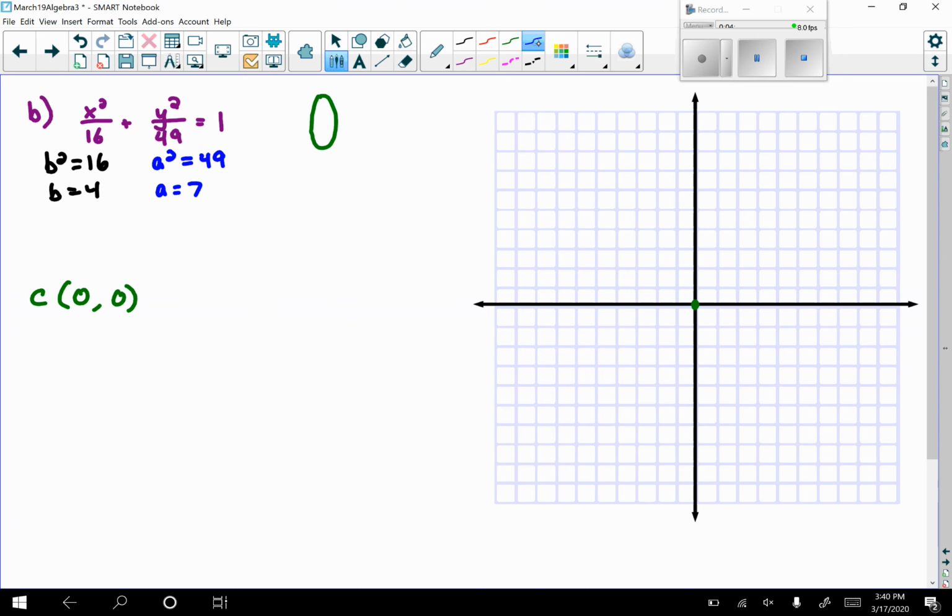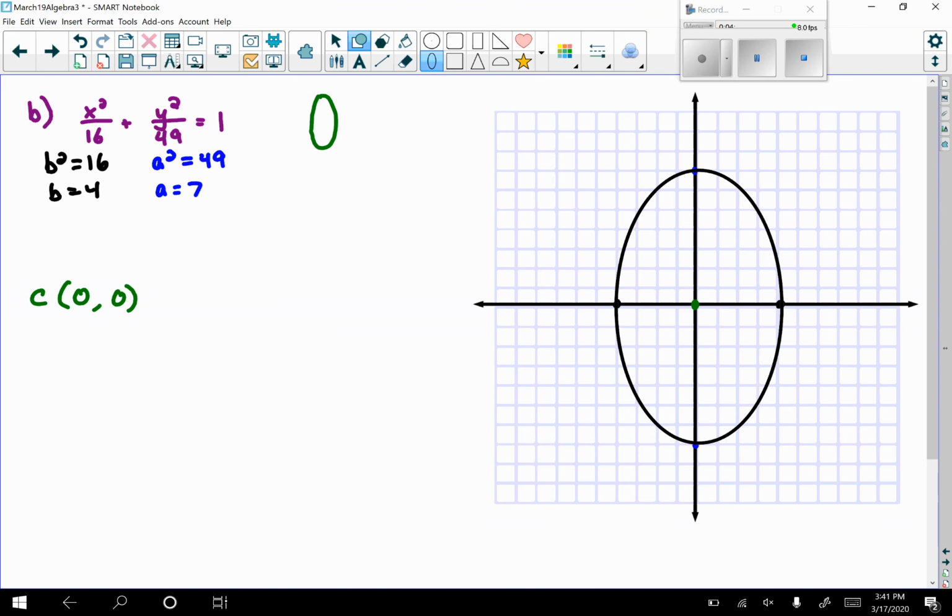So I'm going to count 7 up and then 7 down. I'm going to count 4 to the right and 4 to the left. And then go ahead and draw the ellipse through this. Okay, the vertices at the end of the major axis, this would be 0, 7, 0, -7. For the minor axis, this would be 4, 0, and then negative 4, 0.